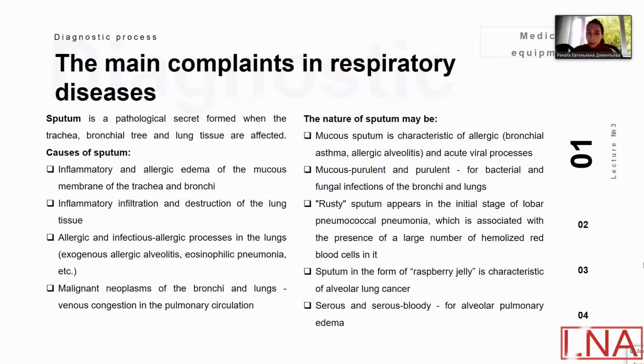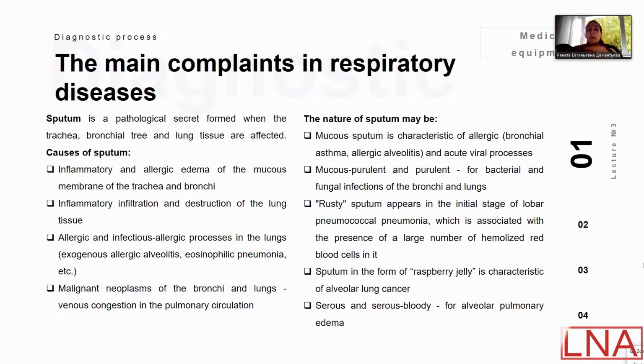So, the next complaint is sputum. Different causes of sputum: inflammatory and allergic edema, infiltration, destruction of the lung tissue, allergic and infectious-allergic processes, malignant neoplasm of the bronchi, and also venous congestion of the pulmonary circulation.